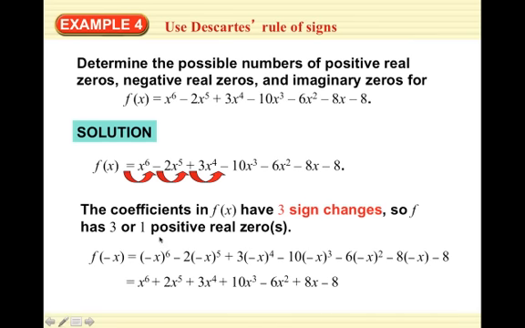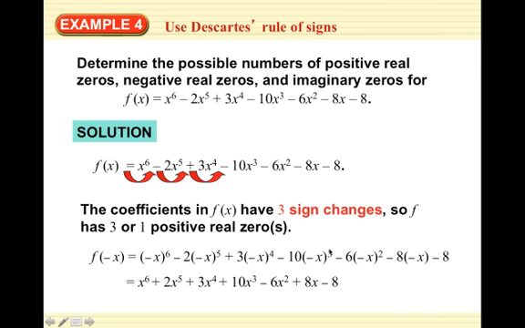So let's simplify here. Negative 1 to the 6th power is going to be positive 1. x^6 is x^6. Negative 1 to the 5th power is negative 1, times negative 2 gives us plus 2, and then we have our x^5. Negative 1 to the 4th power is just 1, and then x^4 is x^4. So we have plus 3x^4.